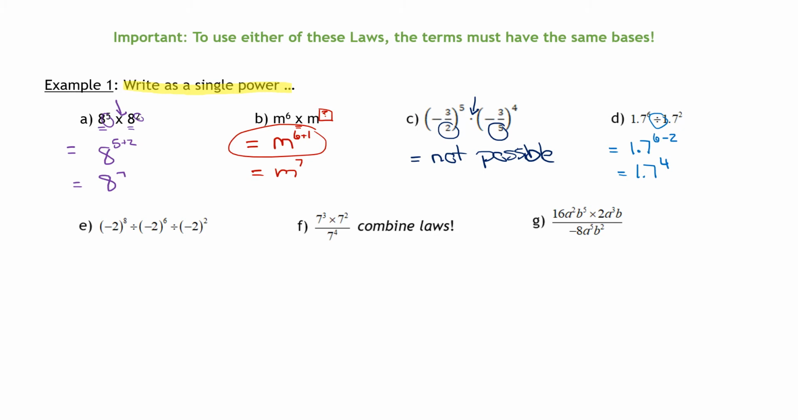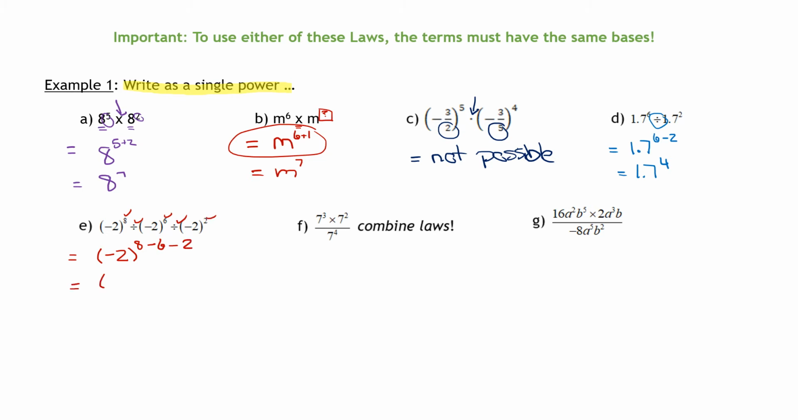Next one we've got, do our bases match? Always look for that first. They do. And the base isn't just a -2, it's the whole bracket set, -2. That's the base right there. So my first exponent is an 8. I'm going to write that down. Then I'm going to subtract a 6. Then I'm going to subtract again a 2.